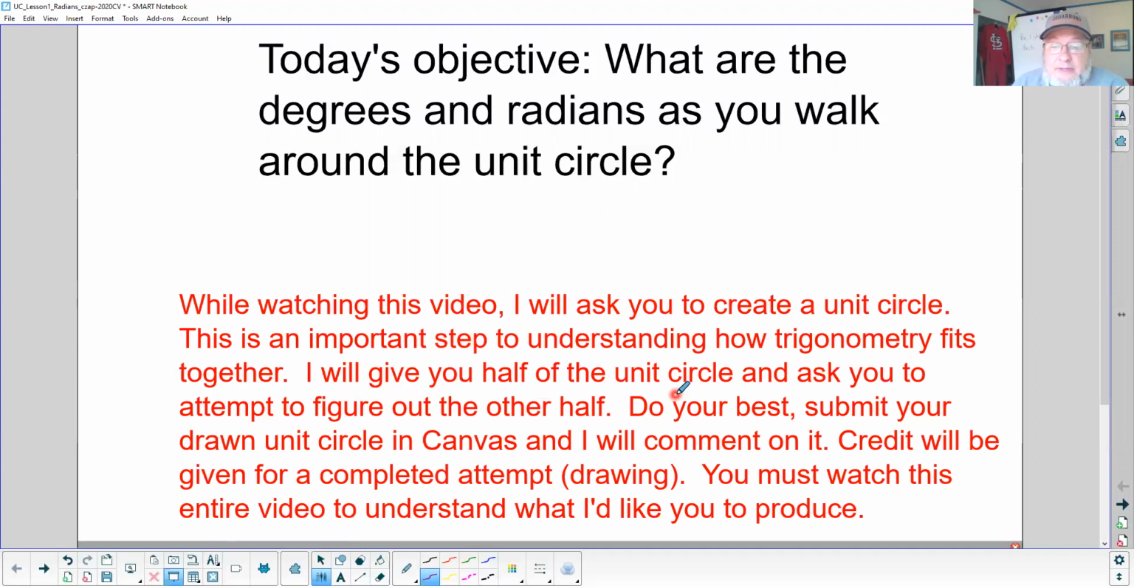Do your best, submit your drawn unit circle in Canvas, and I will comment on it with mistakes or any suggestions or anything like that. Credit is going to be given for just completion on this. It's not about if you got anything wrong. I would like you to try to get it right. It's a little bit of math, but not much. But you're going to be turning in your drawing when you're done. You must watch the entire video. You're not really going to be knowing what to do and the steps you need to take.